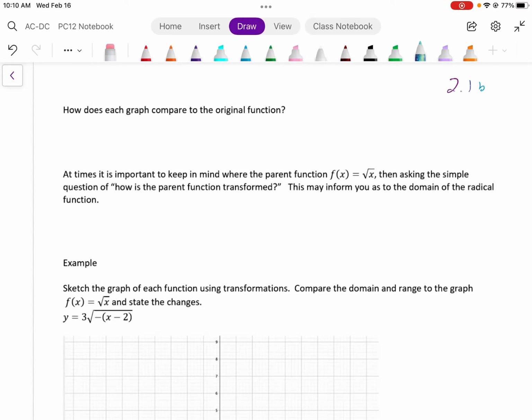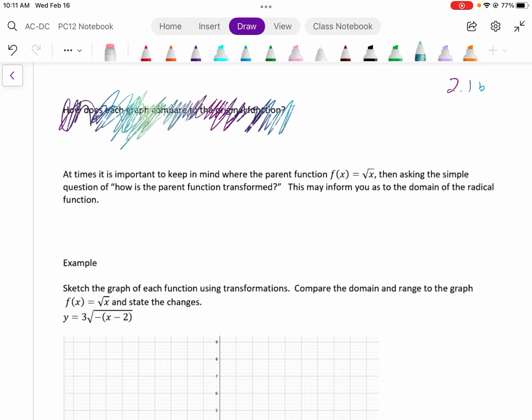So, as we progress through this lesson, how does each graph compare to the original? Well, I kind of find that this is a silly question simply because, I don't know, they're just transformed. We've been working on transformations for so long that all we have to do is apply transformations to the parent function, and we can take us definitely a lot of places.